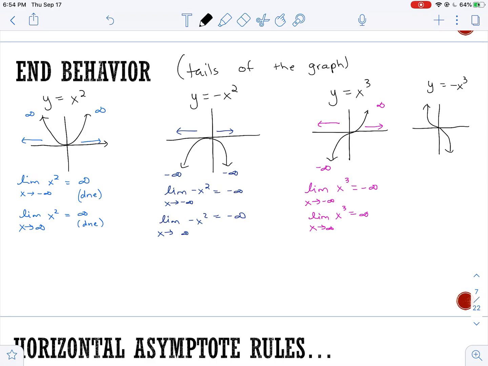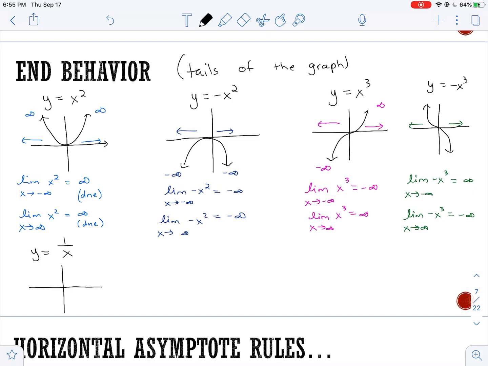And then negative x cubed, that's a reflection of x cubed, so it's going to look like a snake going the opposite direction. So the limit as x approaches negative infinity of the opposite of x cubed, that's shooting up to the sky, so that would be positive infinity. And the limit as x goes to positive infinity of the opposite of x cubed is going to be negative infinity. Those are going down to the ground. So those are your basic polynomial end behaviors, and those are the most common ones that we talked about initially when we talk about end behavior.